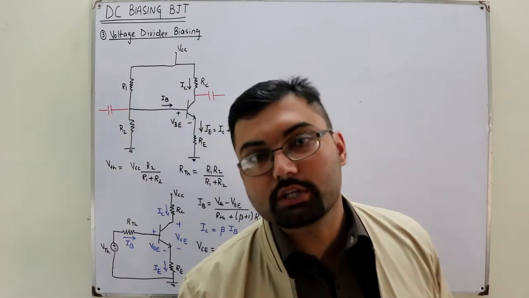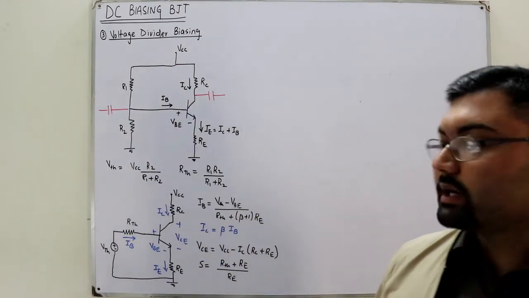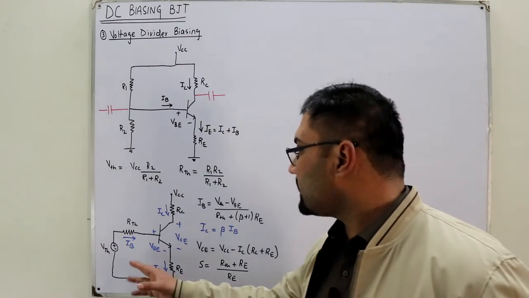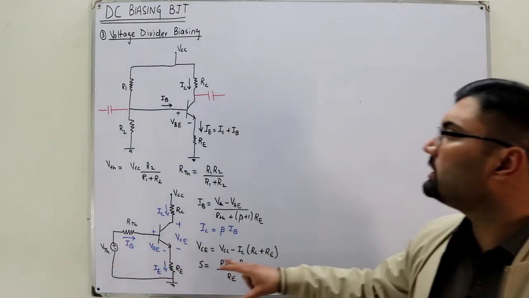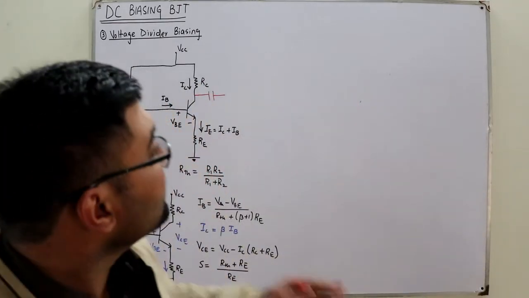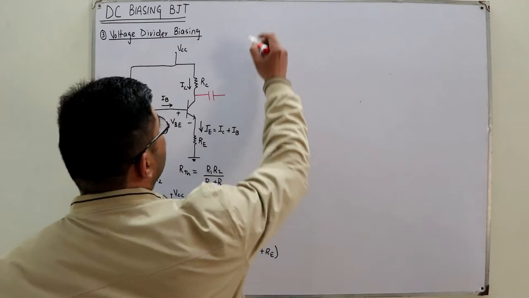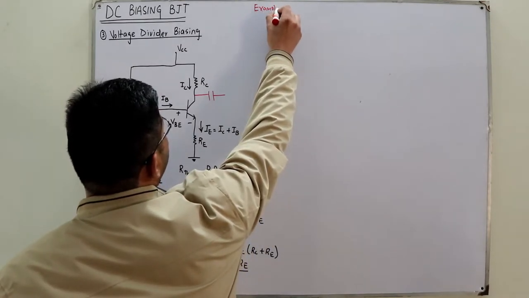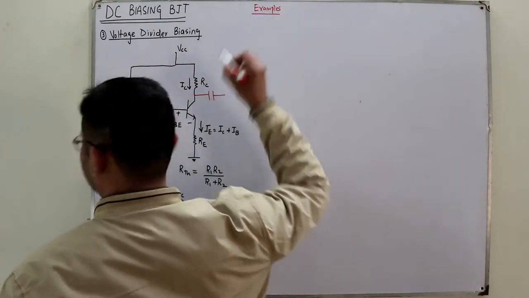Welcome back. We've discussed the voltage divider biasing in the previous video. I hope you've got the point. The Thevenin equivalent circuit, the Thevenin resistance, Thevenin voltage, and the formulas. Today, we see some examples on the voltage divider biasing.